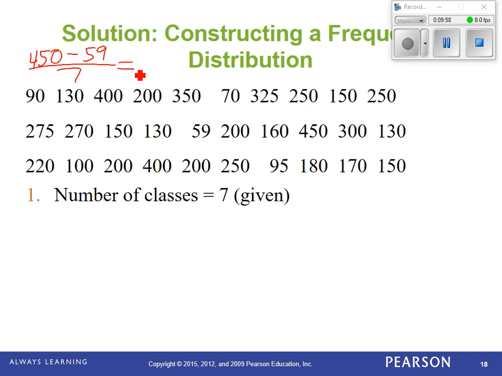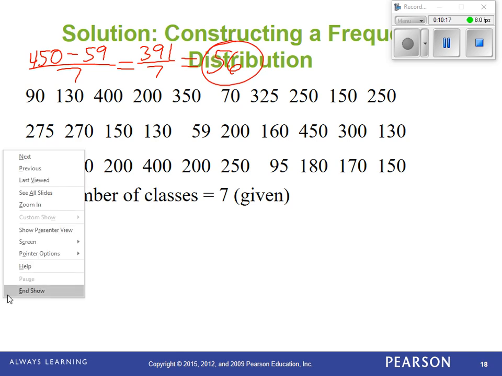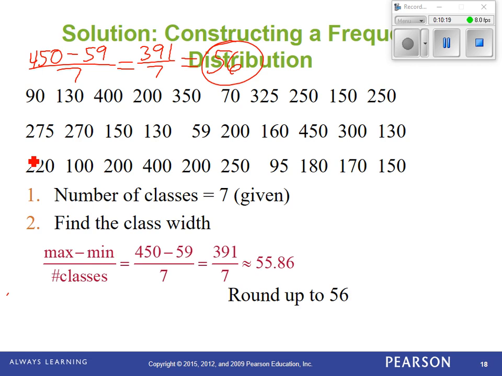It was 450 minus 59. And then we divided by 7, what's 391 divided by 7? 55.8 something, so what are we gonna round that up to? 56, that's our class width. That's probably the hardest thing out of all this, making sure you get that class width correct.